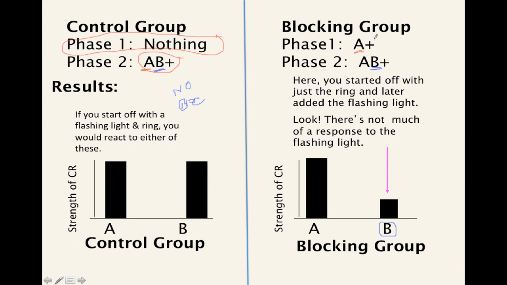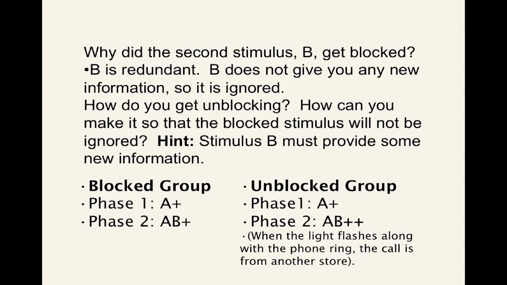Why? Because they had several months, maybe even years, using just the ringing of the phone to figure out that someone was calling the store. And so here in this example, we have blocking. The addition of the flashing light after the phone has been ringing to indicate that someone's calling for several months or years is just not effective and doesn't lead to any attention being paid to it and doesn't lead to any conditioning to it. So why did the second stimulus, B, get blocked? Well, basically B does not give you any new information, so it gets ignored.